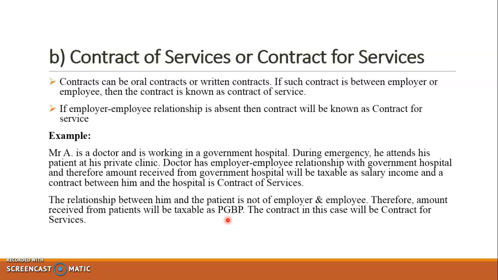for services. So the patients who are paying him are not the ones who have employed the doctor. Patients are just giving the service amount to the doctor. So what the doctor receives from the patient is not salary income, rather it is income of PGBP. This is his professional income. So it will be computed under PGBP, and not under salary income. And this contract is a contract for services and not a contract of services.